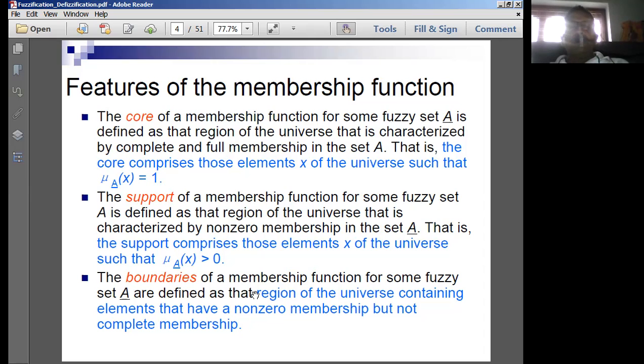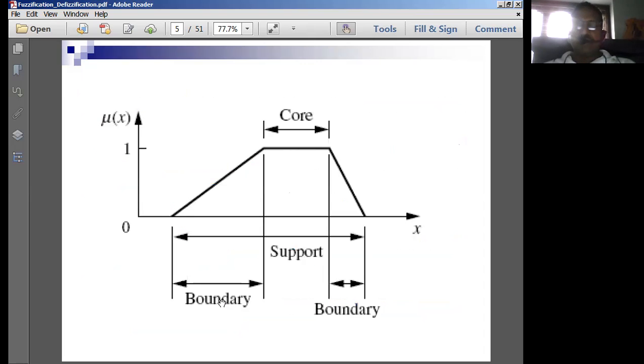The next one is the boundary membership function. The boundary membership function is defined as that region of universe containing elements that have a non-zero membership. Non-zero membership means greater than 0 and less than 1, but not complete membership. Complete means equal to 1. So mu A of x lies between 0 and 1. Such is the case where we define the boundary membership function. These are the features of the membership functions.